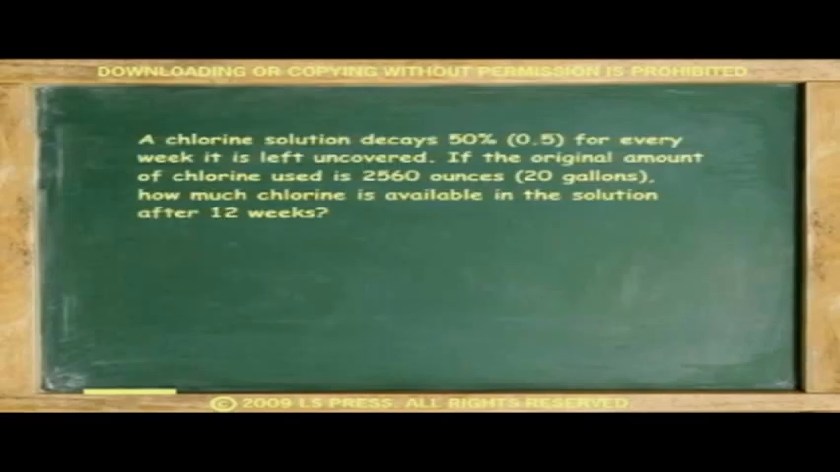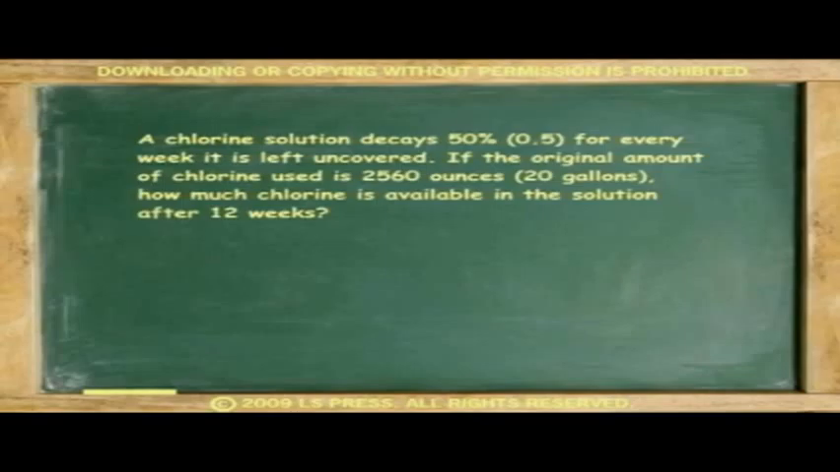Let's do an example in exponential decay. A chlorine solution decays 50% or half for every week it is left uncovered. If the original amount of chlorine used is 2,560 ounces, or the equivalent of 20 gallons, how much chlorine is available in the solution after 12 weeks?